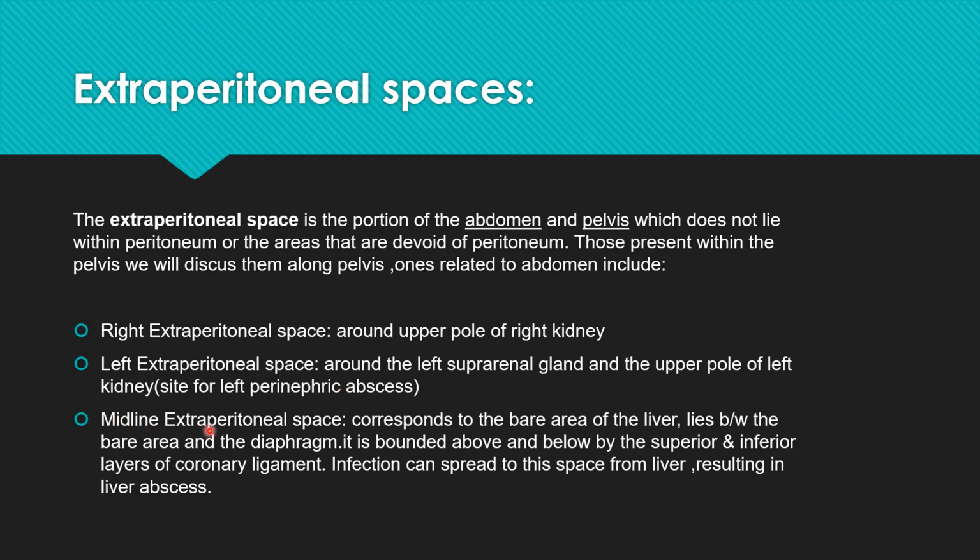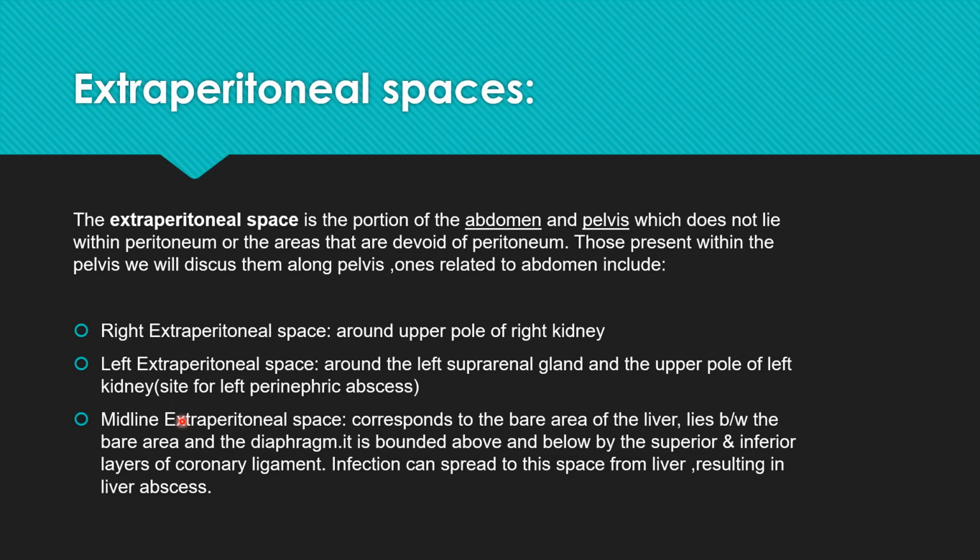And then we have the midline extraperitoneal space, which corresponds to the bare area of the liver. It lies between the bare area and the diaphragm, and it is bounded above and below by the superior and inferior layers of the coronary ligament, and infection can spread to this space from the liver, resulting in a liver abscess. So besides the intraperitoneal spaces, there are extraperitoneal spaces as well, which are not surrounded by the peritoneum. Those include the right extraperitoneal, the left extraperitoneal, and the midline extraperitoneal, the space that lies opposite to the bare area of the liver.